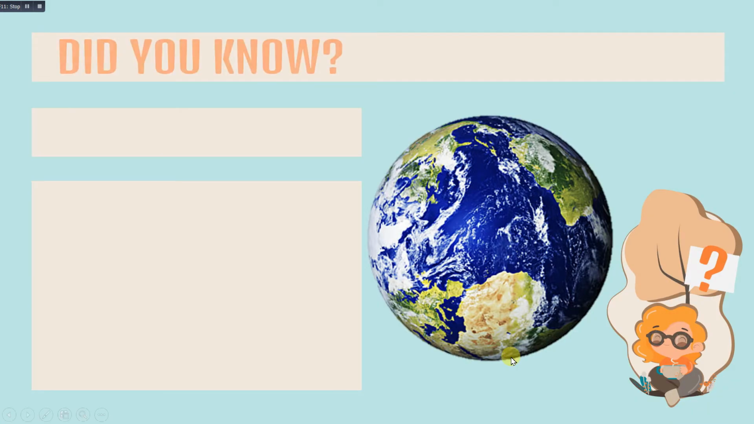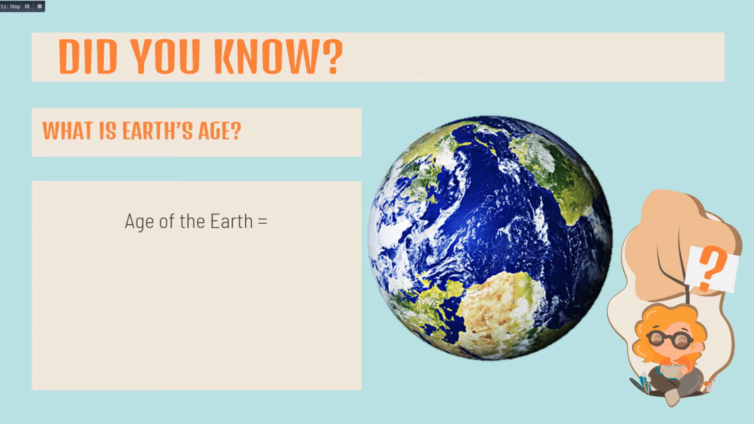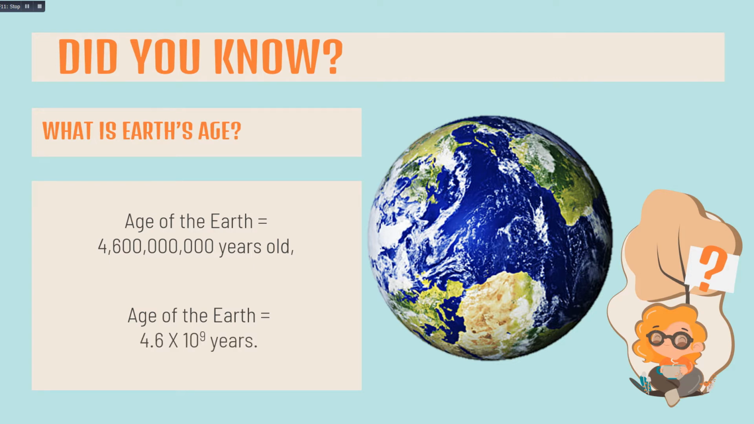Did you know? What is the Earth's age? The age of the Earth is approximately 4,600,000,000 years old. That is quite old. And to read this number in a shorter way, or to write this number in a much easier way, we can write it in scientific notation. So that will be 4.6 times 10 to the power of 9 years old.